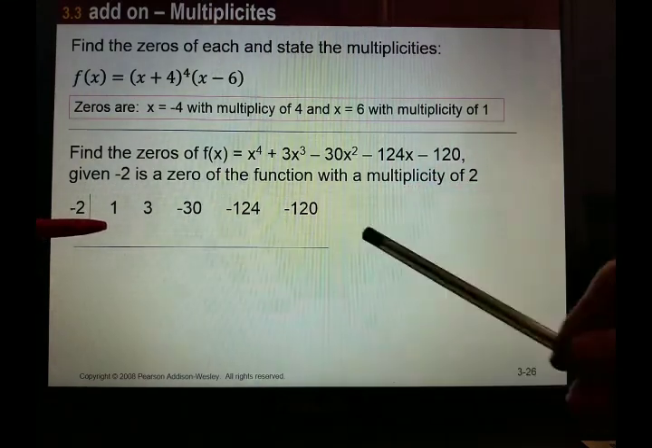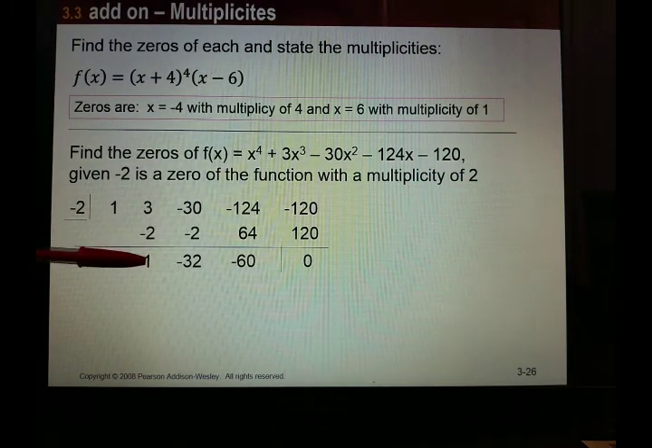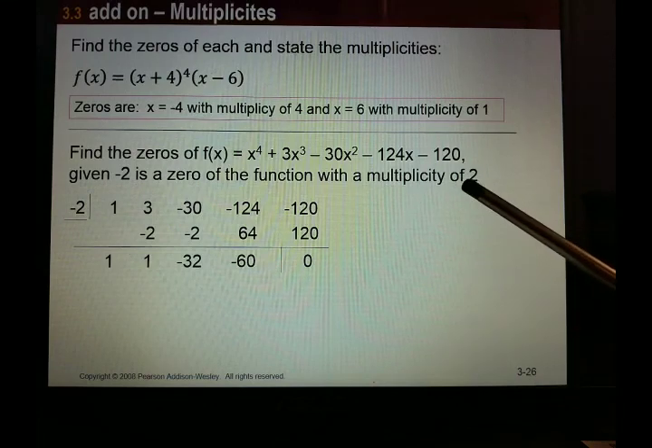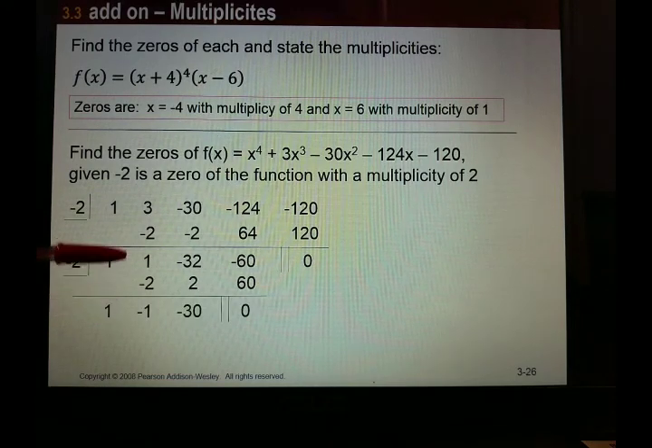So therefore, it was perfect, ready to go. Remember, bring it down, you multiply, add, you multiply, add, you multiply, add. Okay, got 0 as I should. Now, because it says a multiplicity of 2, you do this again. So we do -2 again. Again, we bring it down, you multiply, add, and so forth.